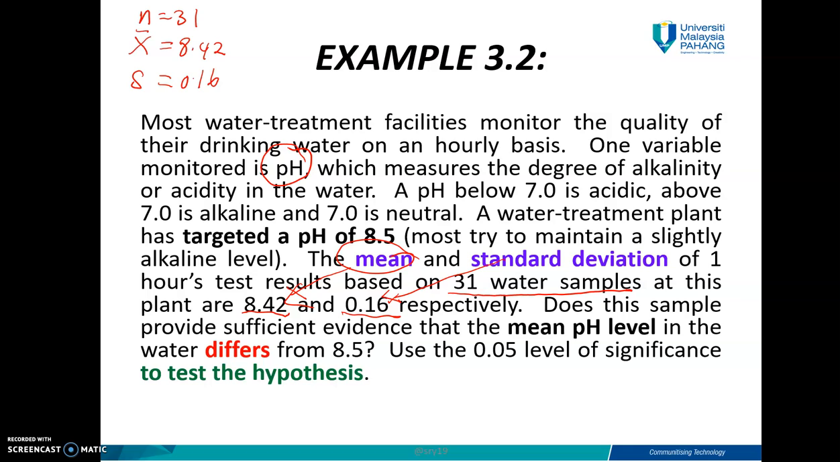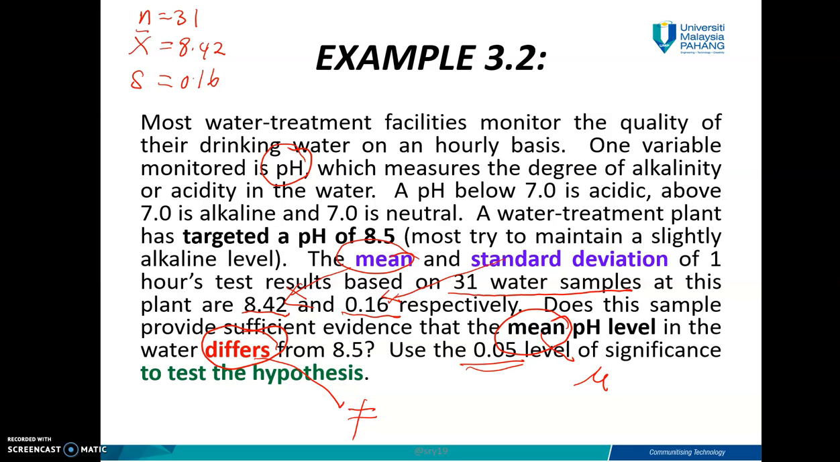The question asks, does this sample provide sufficient evidence that the mean pH in the water differs from 8.5? That is the statement that you need to check. You can see the concern is about the mean, 1 mu, and then the word here is differ. When you convert differ to math, it will be not equal. Is it greater or less than? No, it will be not equal. And then here, use alpha 0.05. Let's say the question doesn't mention the level of significance, the alpha value. You must assume alpha equal to 0.05.